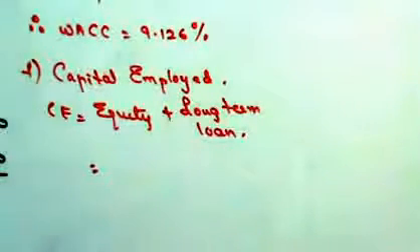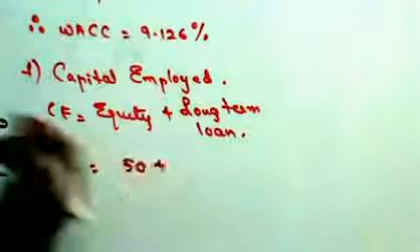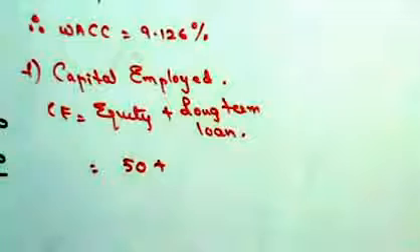Now let's start this. Equity is nothing but 50. And I'm giving you a logical reason why I'm not considering retained earnings. I've taken a loan of 100 rupees from you. I'm paying you an interest of 6 rupees. That means I'm paying you 6% interest.